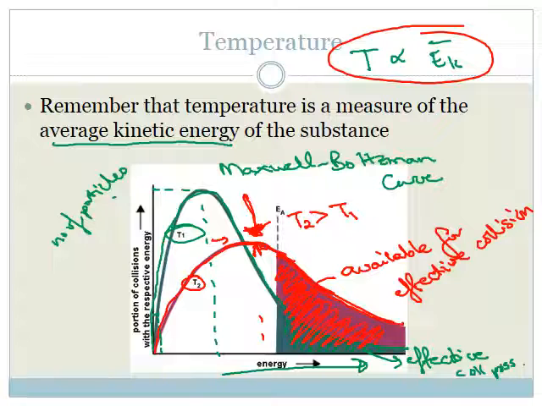And grade 12, they look for this. So those are the things we look for. We look for the fact that you've shifted this graph over, so the peak has moved over, that the peak is now lower than the original peak, and that you have more particles. This particular is higher, so you know that there are more particles with more energy above the activation energy level. Okay, let's look at the next thing.